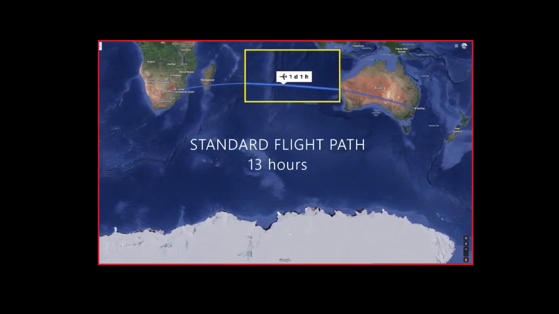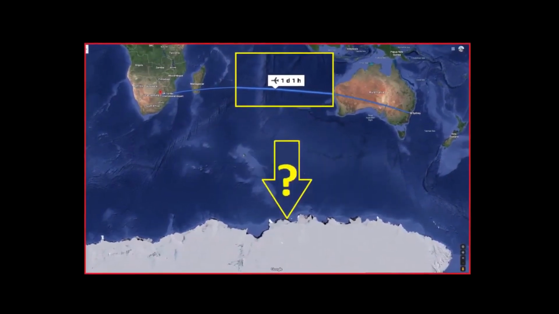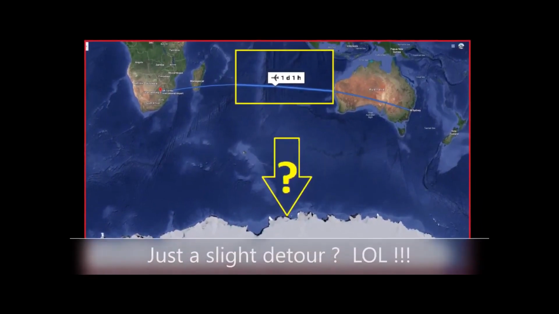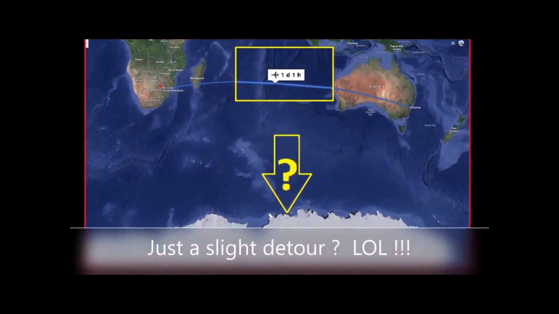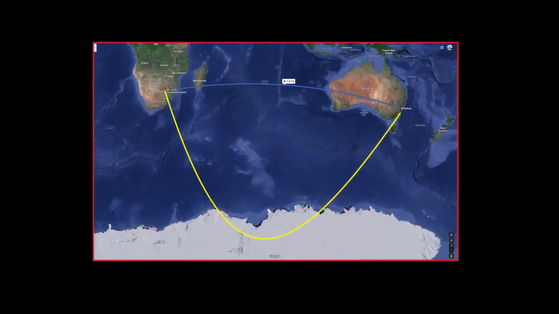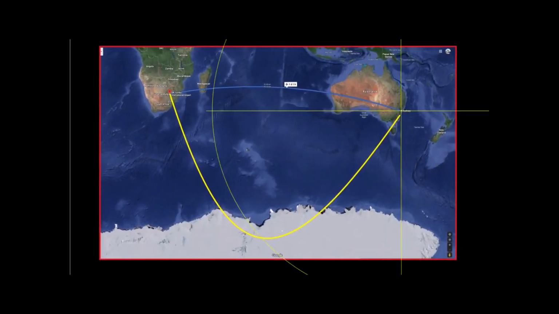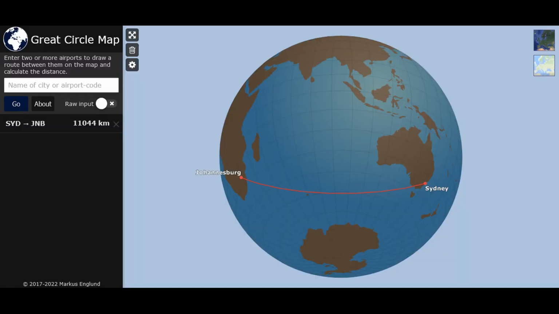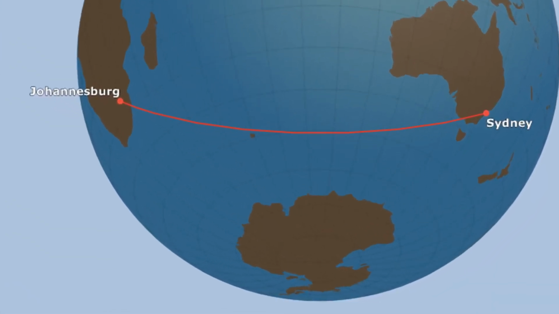Alright, so this is the flight route on Mercator's projection, standard flight path, 13 hours, and you see there how far the flight route is from Antarctica. It's a big detour if you were to fly along the coast of Antarctica, but as we saw on the ball, it doesn't look that close at all, at least 2,000 miles.